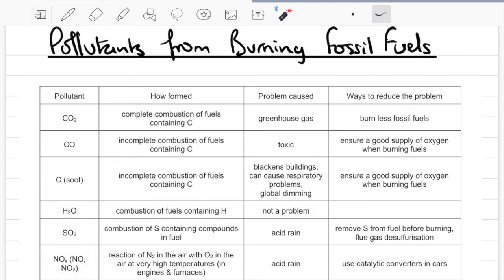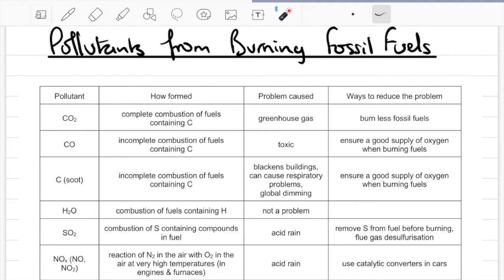So when you did the chemistry of the atmosphere at GCSE, one of the things you may have noticed was that the most abundant gas in the atmosphere is nitrogen, nearly 4/5. And one of the reasons for its abundance is the fact that it's very unreactive.